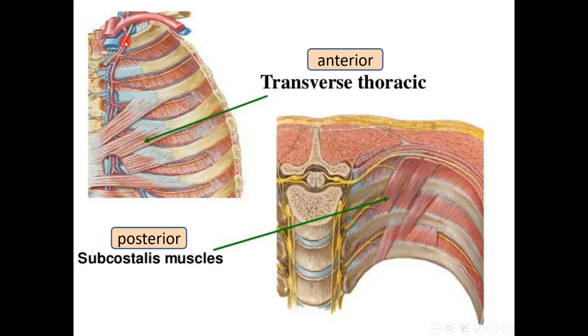Of course, here we have the artery. Keep this artery in your mind. We'll talk about it at the end of our lecture. This artery is called the internal thoracic artery, and there is also the internal thoracic vein. These supply these muscles and the intercostal space and its contents. The internal thoracic artery is a branch from the first part of the subclavian artery.